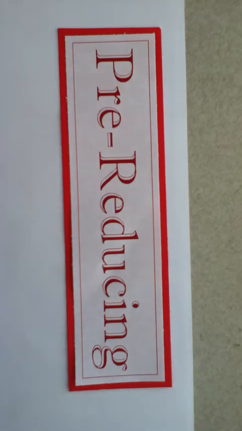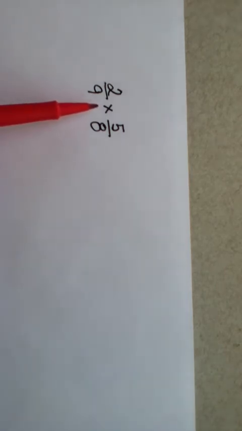Today we will be talking about pre-reducing, or as some people call it, canceling. This process is only used when we have a multiplication problem. You cannot do this in either adding fractions or subtracting fractions, only when you see a multiplication sign.